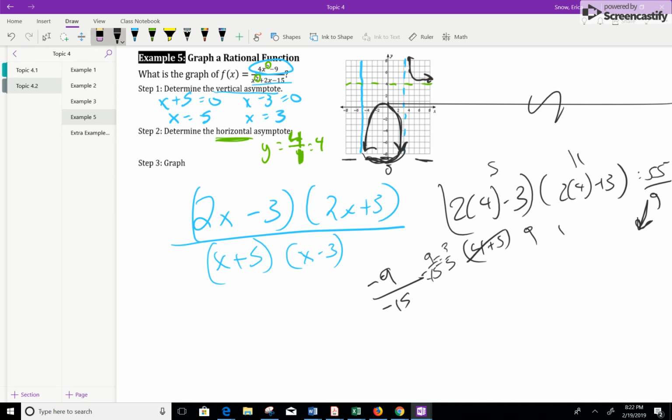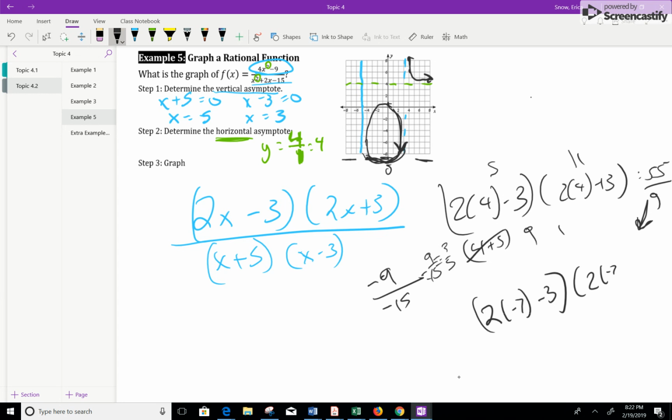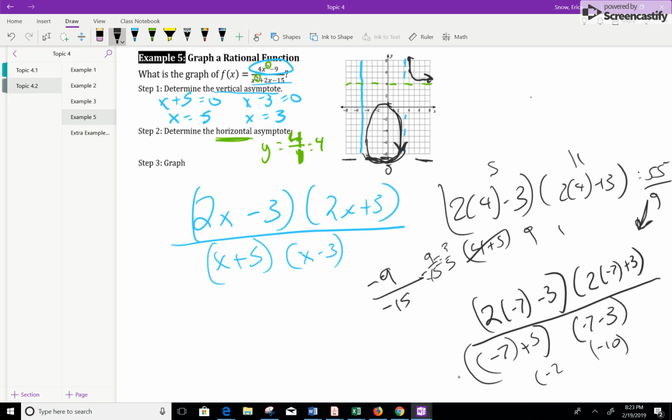And then finally, our last area that we want to plug in is over here with this like -6 or -7. So I'm going to do 2 times -7 minus 3 times 2 times -7 plus 3 all over -7 plus 5 and -7 minus 3. So we get -10 times -2 over here, which is +20 on the bottom. And again, you guys do this all on your calculator. I'm doing it out here because I don't have a calculator handy, but really don't do that.